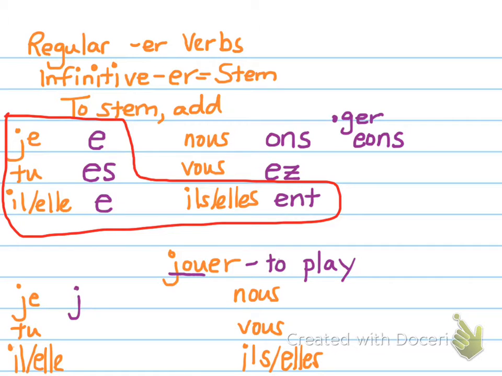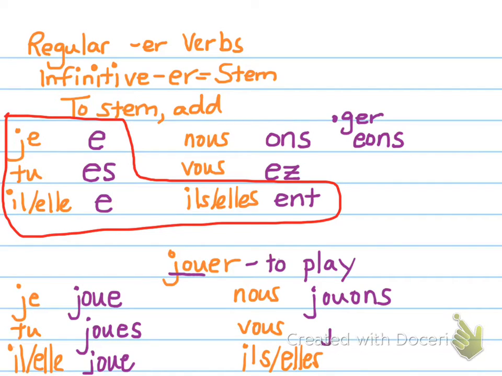So JOU, and I add an E. JOU, I add an ES. JOU, I add an E. JOU, I add an ONS. JOU, I add an EZ. And JOU, I add an ENT.